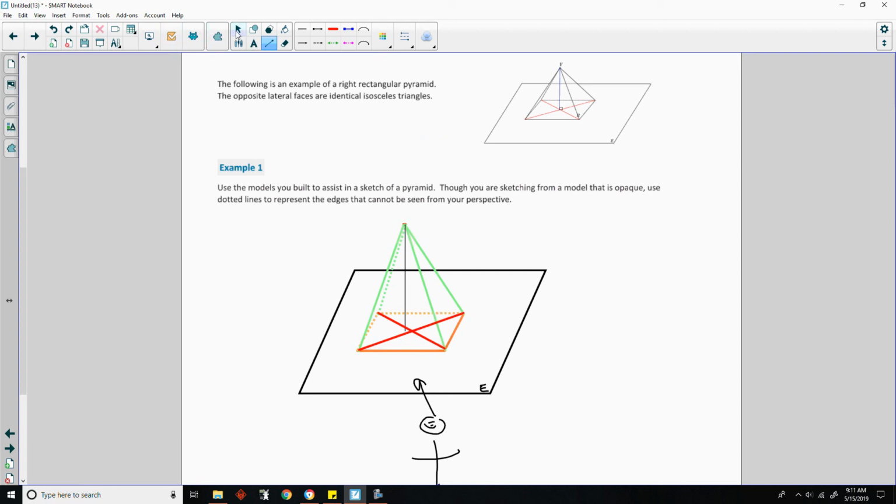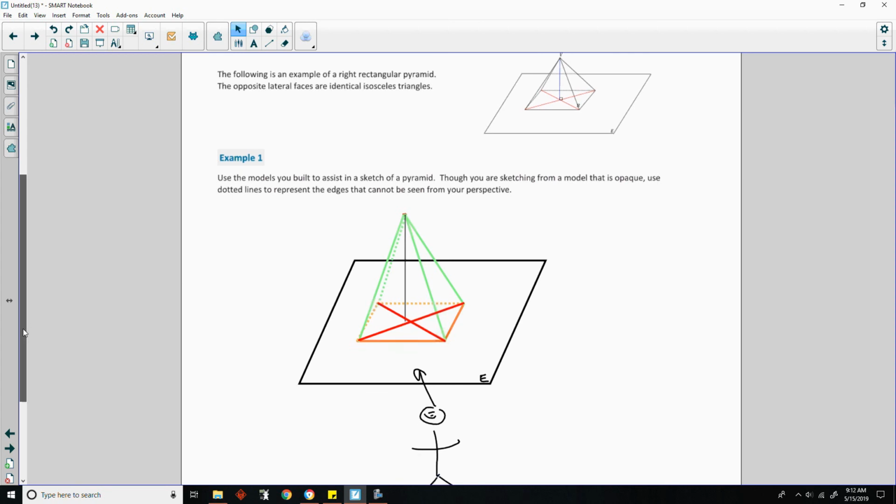And as you can see, let me just move this one a little bit. My vertical line from my vertex down to the base to form a 90-degree angle is not right here at the intersection, so therefore this is not a right rectangular pyramid. Okay, so there's the sketch.